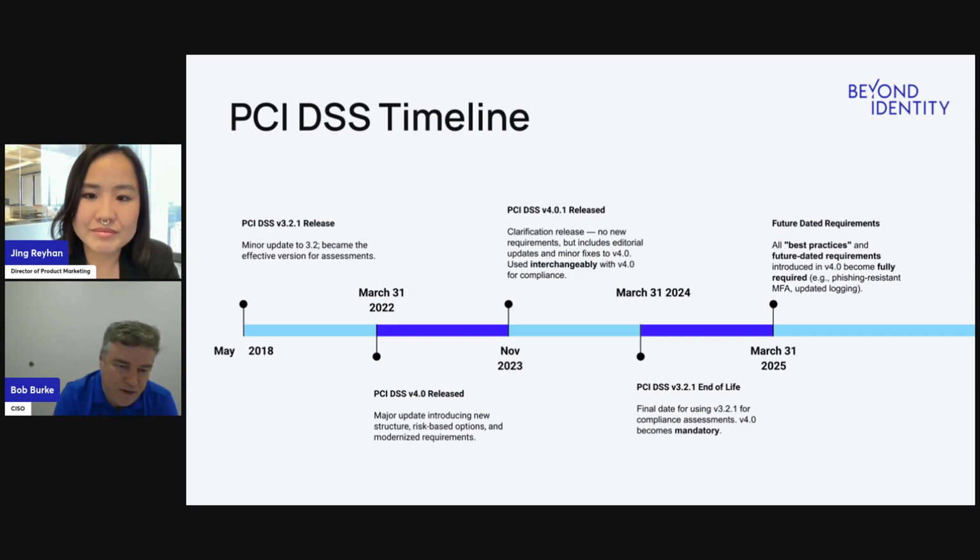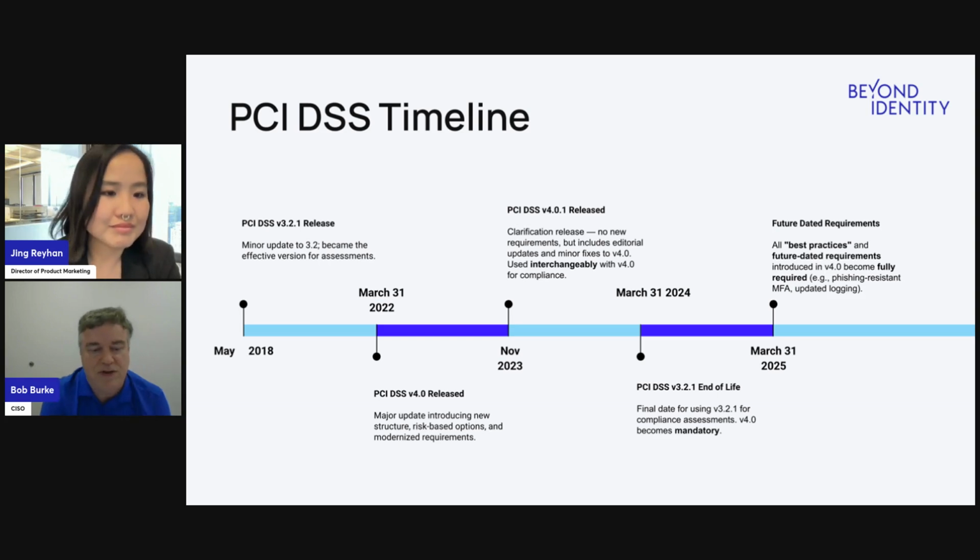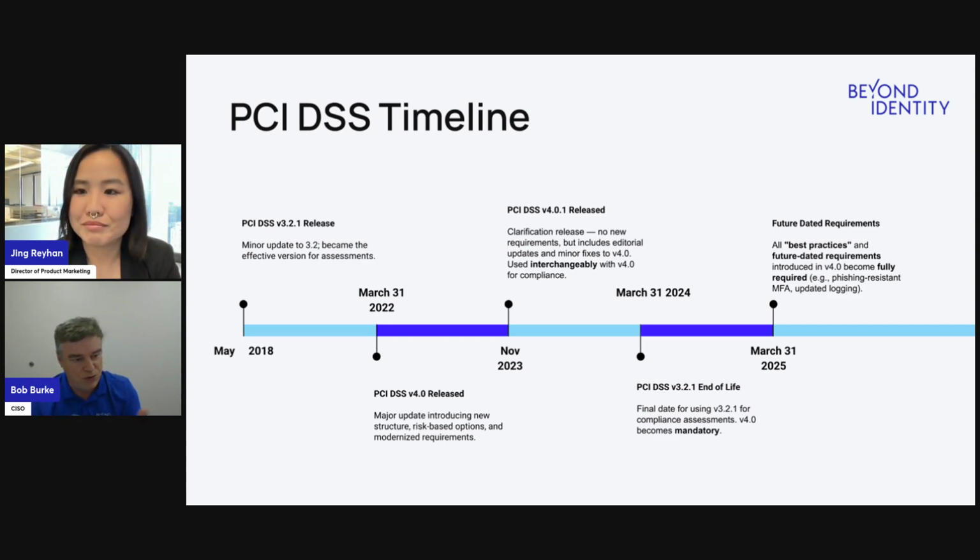And then as we end of life version 3.2.1 last year, that's when version 4.0 became mandatory. Now it's mandatory with an asterisk because there's a large part of that which they call future dated requirements, which were given an adoption period of 1 year. Well, that 1 year ends this month, which is March 31st, 2025. And this is when all of those requirements are now in best practices, including the future dated standards, and we'll talk about that in a little bit, are now required.